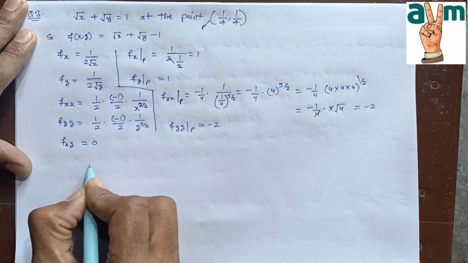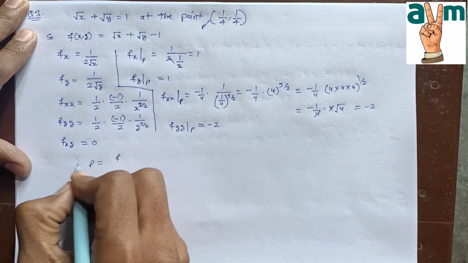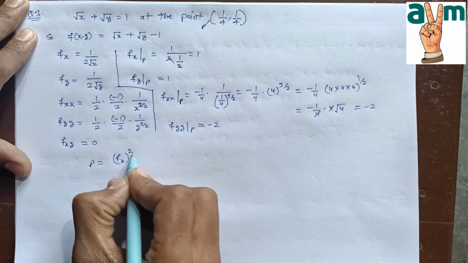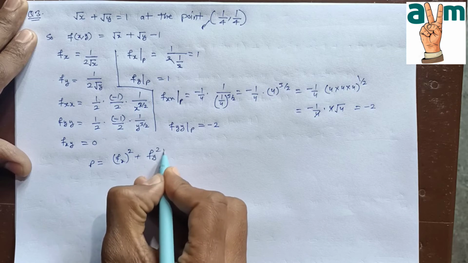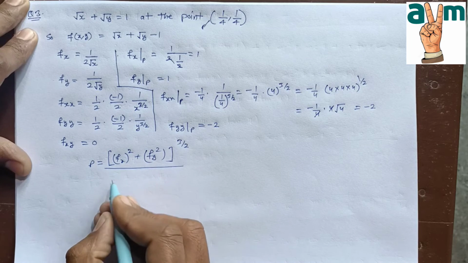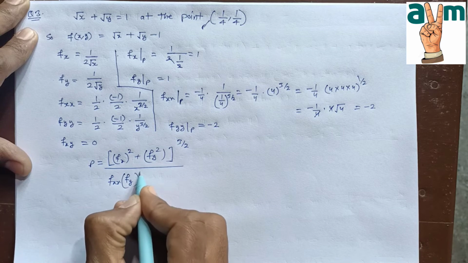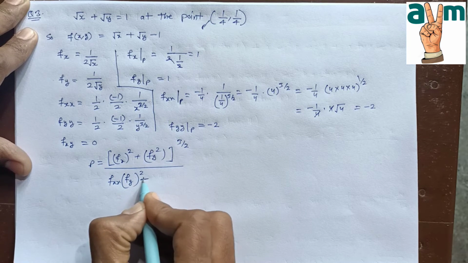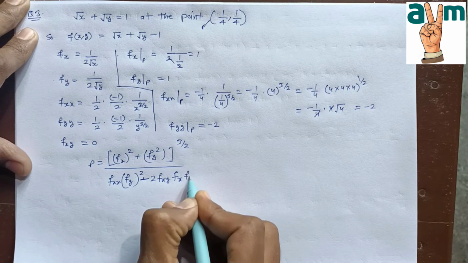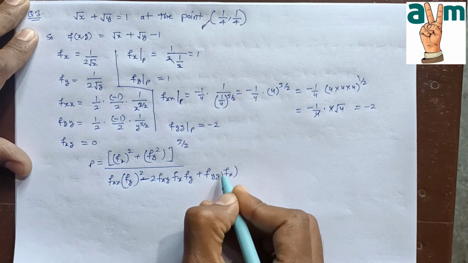Now the formula of radius of curvature, rho at point P, is (fx square plus fy square), whole power 3 by 2, divided by fxx fy square minus 2 fxy fx fy plus fyy fx square.